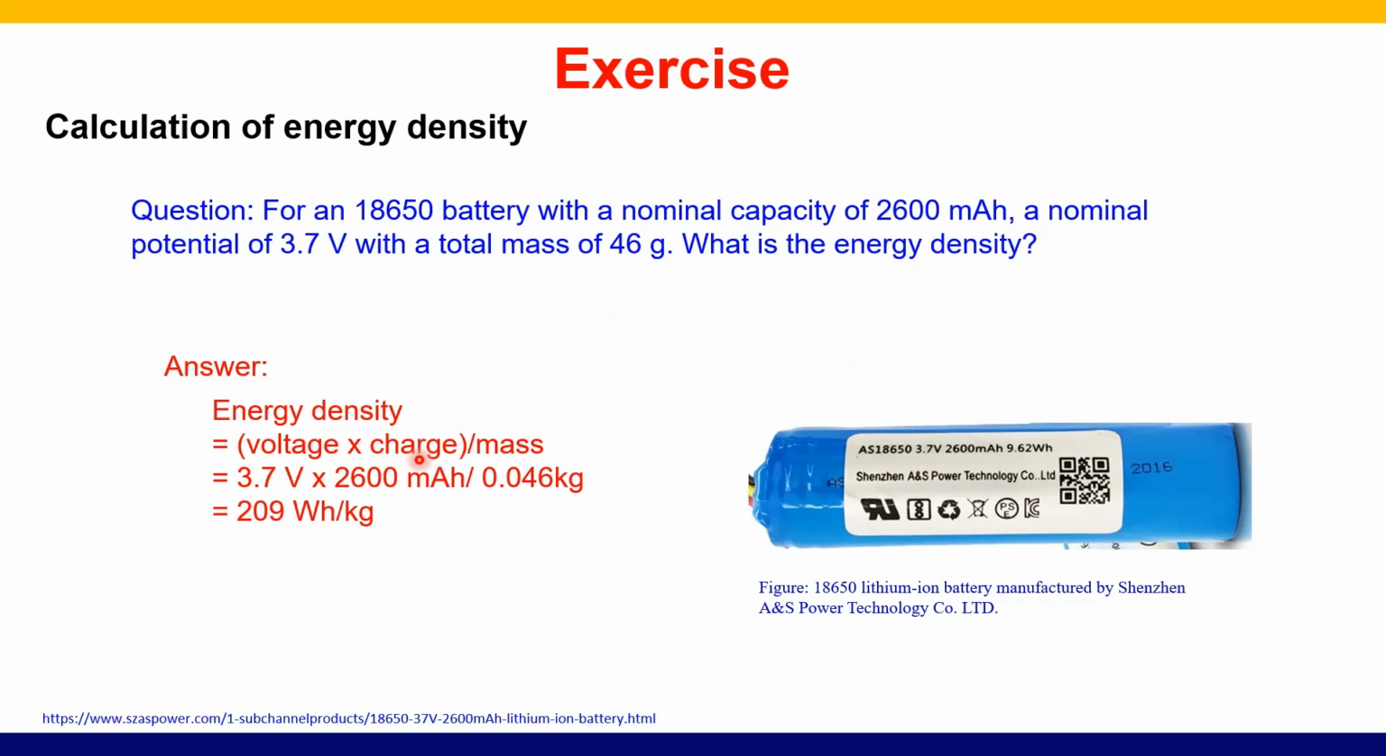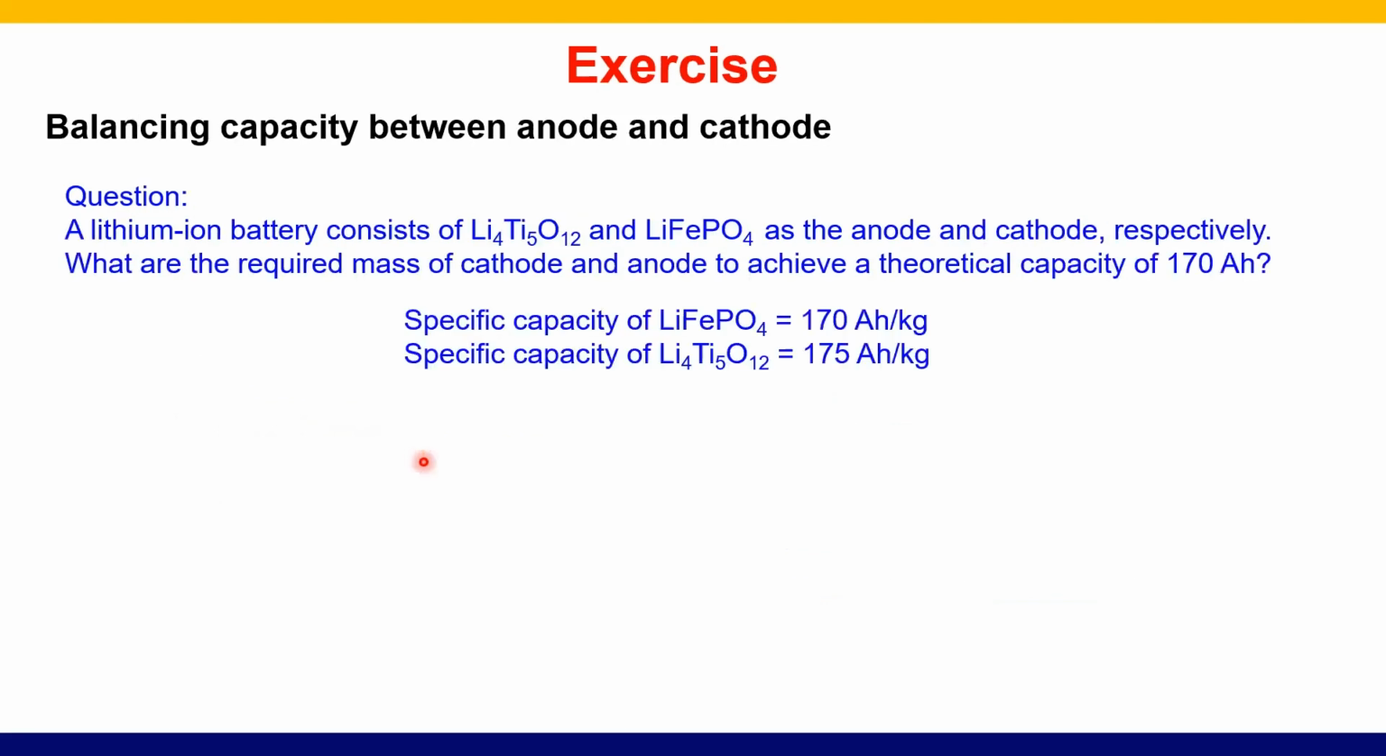Let's take a look at another exercise, balancing capacity between anode and cathode. A lithium-ion battery consists of lithium titanium oxide and lithium iron phosphate as the anode and cathode respectively. What are the required masses of the cathode and anode to achieve a theoretical capacity of 170 amp hours? It's given that the specific capacities of the lithium iron phosphate and lithium titanium oxide are 170 and 175 amp hour per kilogram. You can pause the video for a few minutes and try to do the exercise before I go through it with you.